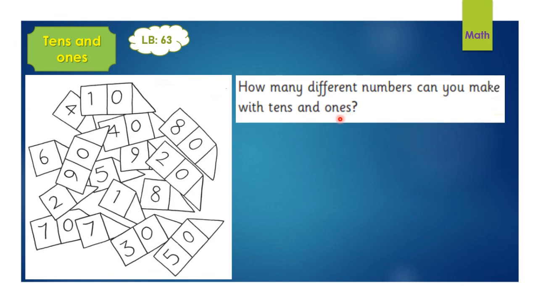Okay, I think it's easy. First, we are going to choose a tens number. The first one here is 10. Excellent. And then we are going to take it with any ones number here, like 4. So, when I add 10 with 4, which number are we going to have here?